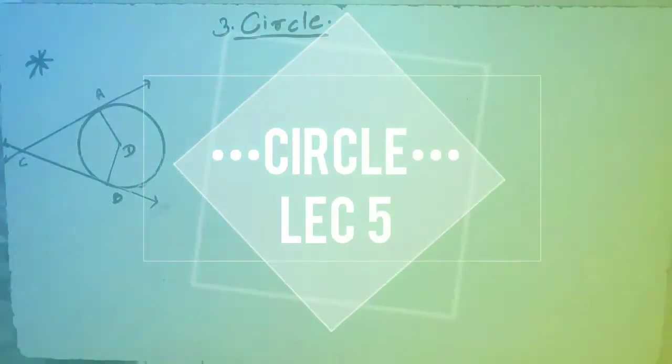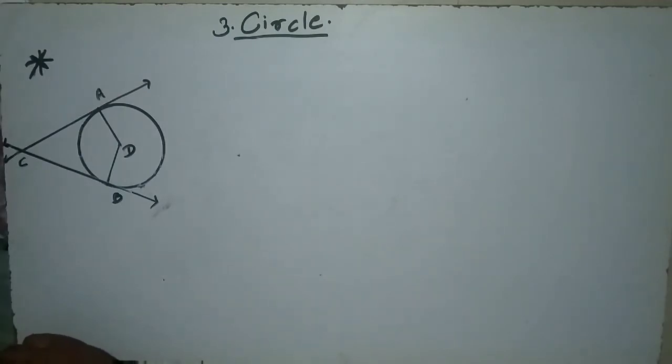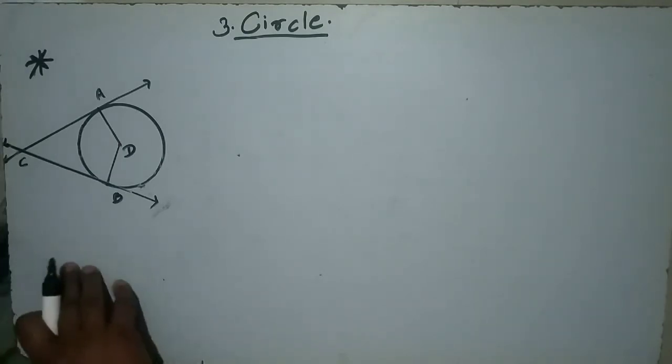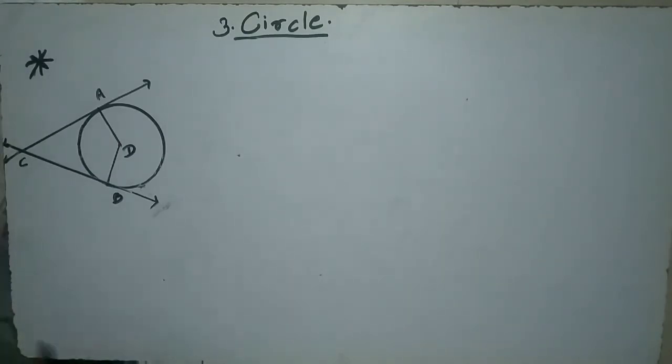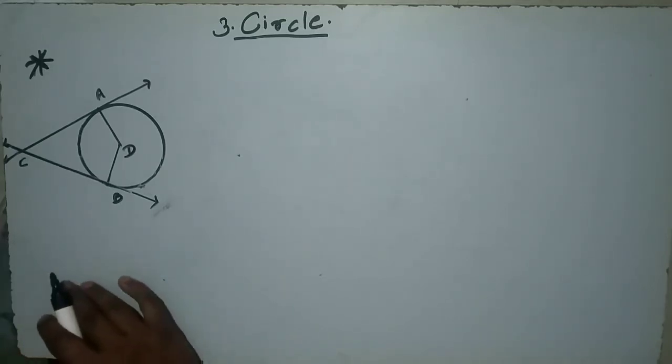In continuation with the circle, this is our fifth lecture. In the last lecture, we saw the tangent secant theorem and its converse. After that, we saw many activities, the tangent theorem, and the tangent segment theorem. Now, in this lecture, we'll see how to solve examples by using the theorems that we have already studied.